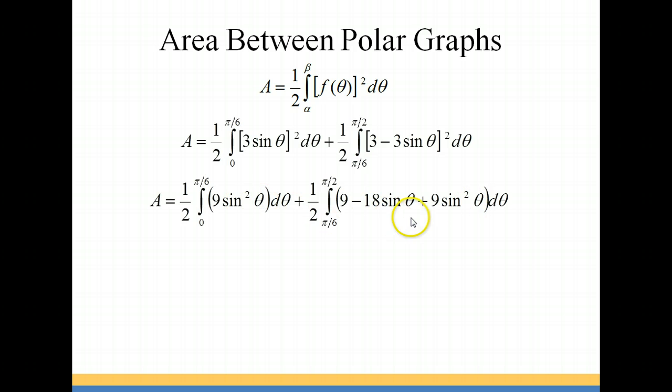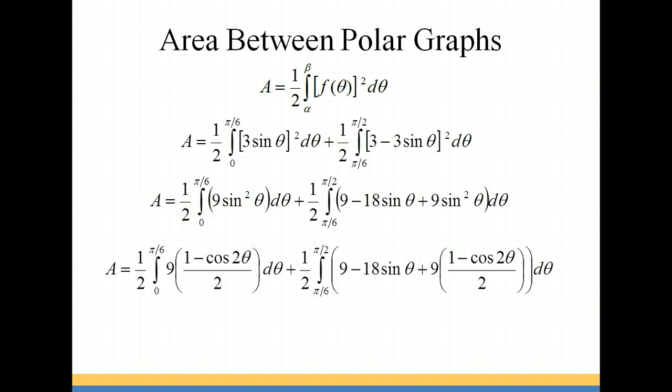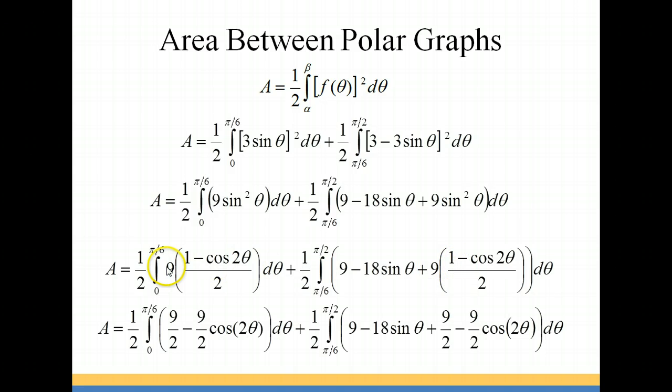Now when you go to integrate something like sine squared, you have to use your power reducing formulas. So we're going to rewrite sine squared of theta as (1 minus cosine 2 theta) over 2. And I did that in both equations. Then we're going to simplify that. So I really have 9/2 minus 9/2 cosine 2 theta. And the same thing happens over here on this equation. Notice that we do have the correct endpoints of integration on here.